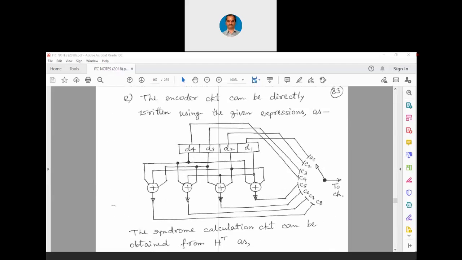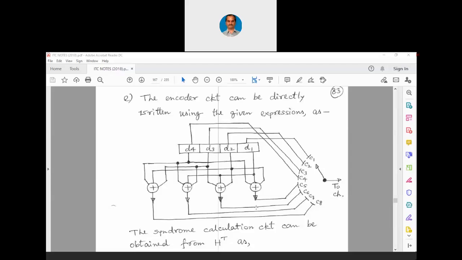You can see C1 is D1, C2 is D2, that is already known. Now C5, you can see that is D1 plus D2 plus D4. You can see the connections here. I have written the connections accordingly. Imagine that plus corresponds to modulo 2 addition only, it is XOR addition only.